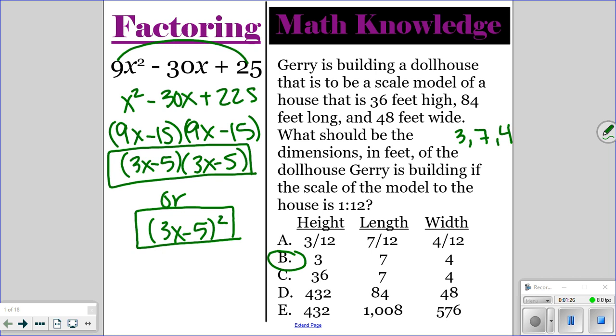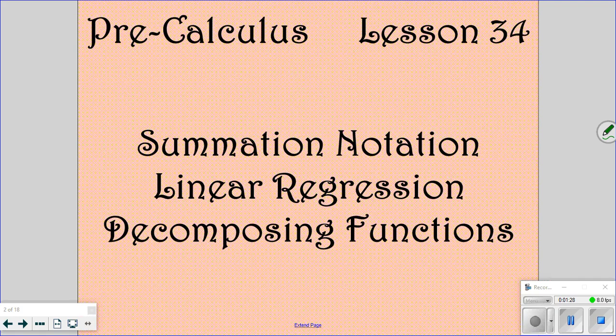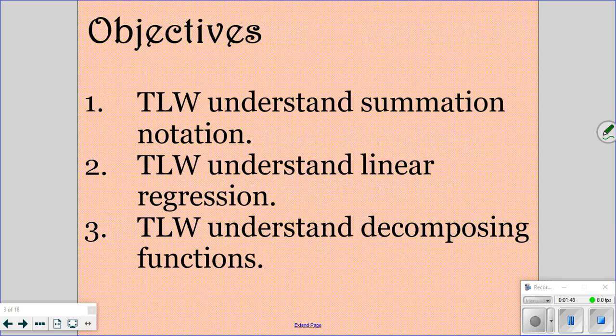Okay, so we're going to be looking at lesson 34 today. We are skipping lesson 33 because it's a geometry lesson. We are going to look back at 2 examples from that lesson, but we're not going to spend any time other than those 2 examples from the information because you covered all of it in geometry. So lesson 34 is on summation notation, linear regression, and then decomposing functions. So hopefully after this lesson you'll understand what summation notation is, understand linear regression, and decomposing functions.